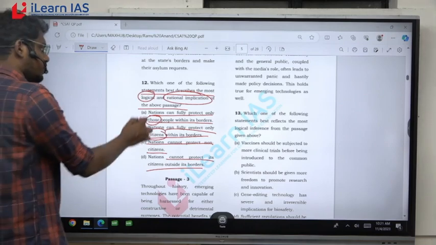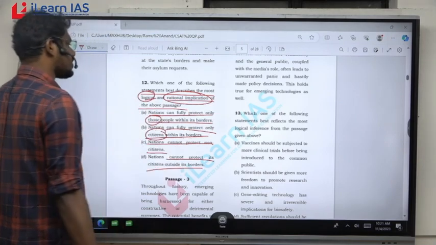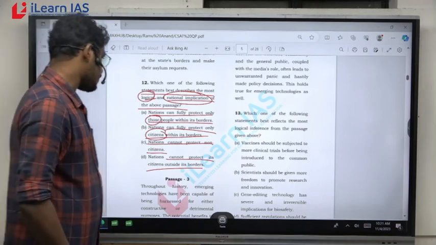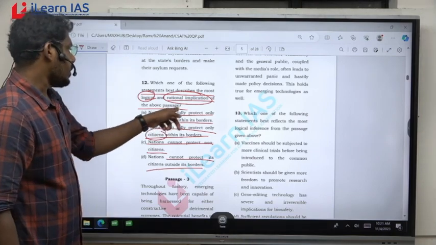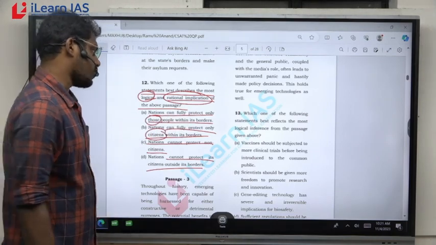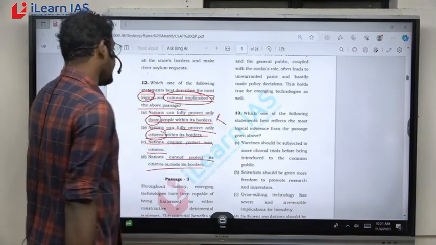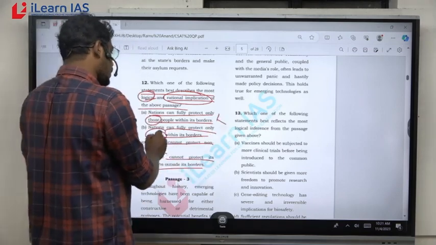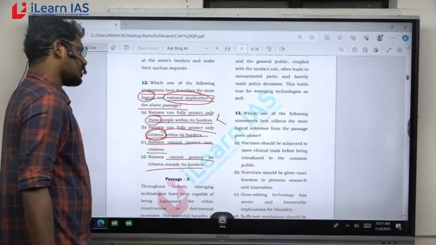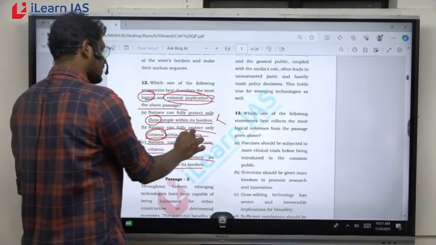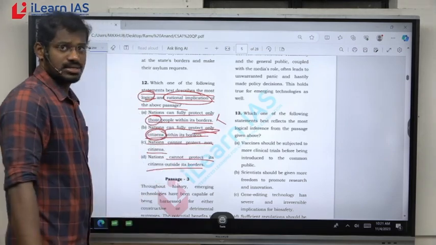So the question asks for the most logical and rational implication of the above passage. A nation can fully protect only those people within its borders. Okay, it is logical. A nation can fully protect only citizens within its borders. So what about others? So there is a question.